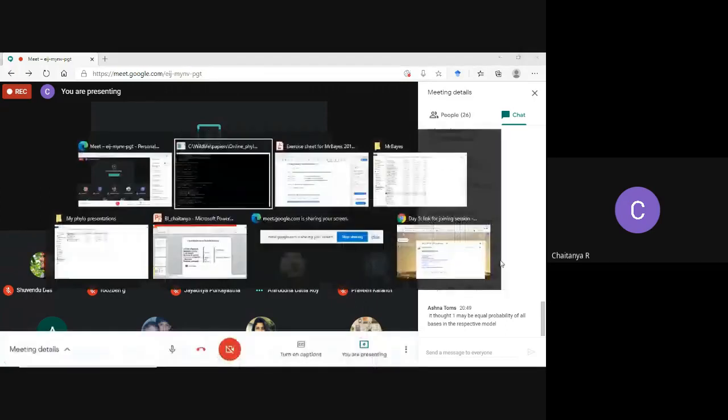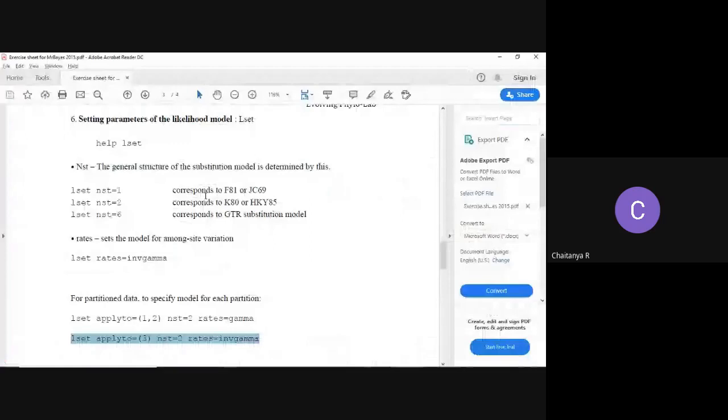So basically what this means is, why does NST equal 1 for F81 or JC, Jukes-Cantor? Because Jukes-Cantor and F81, Felsenstein 81, use only one substitution rate, right? There is only one parameter there. Whereas Kimura and HKY use 2 parameters, transitions versus transversions. GTR uses 6 parameters, right? Every possible pair has a different substitution rate, right? So A to T will have a substitution rate, A to C will have a different substitution rate, and so on. So GTR uses 6. So that's really what NST equals 6 means.